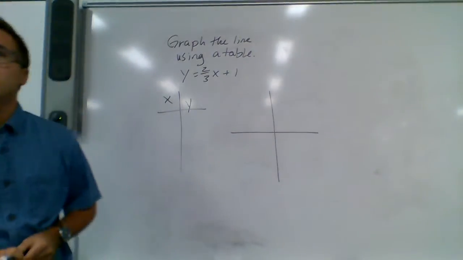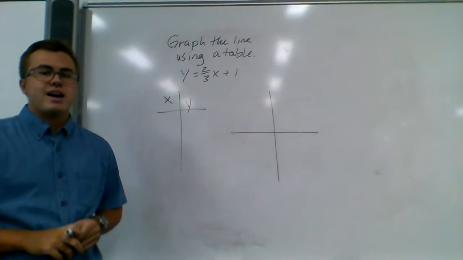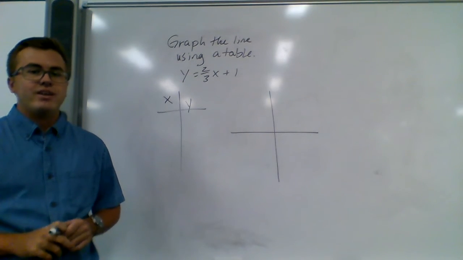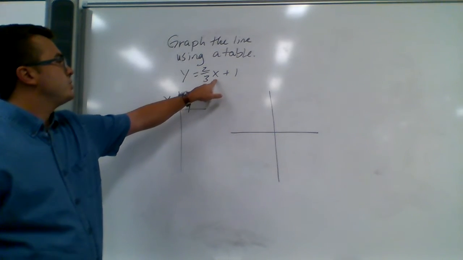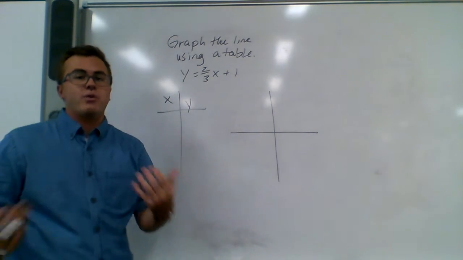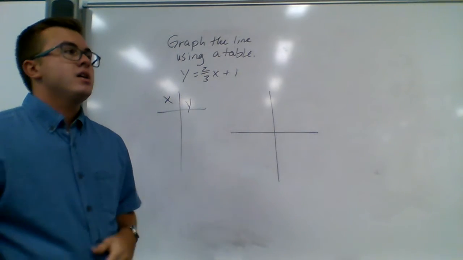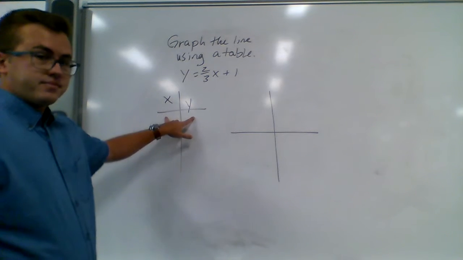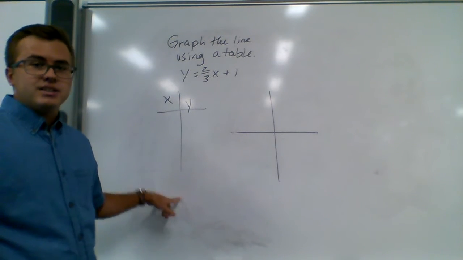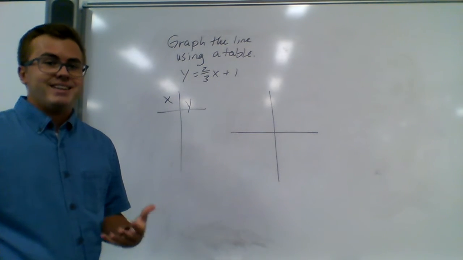All right, last example here. This one says to graph the line using a table of values. So in this one, it gives you the equation y equals 2/3 x plus 1. So now we're introducing some fractions in there. So we're going to try to make our lives a little bit easier because the table doesn't have anything in it, so we can choose whatever we want in the table.